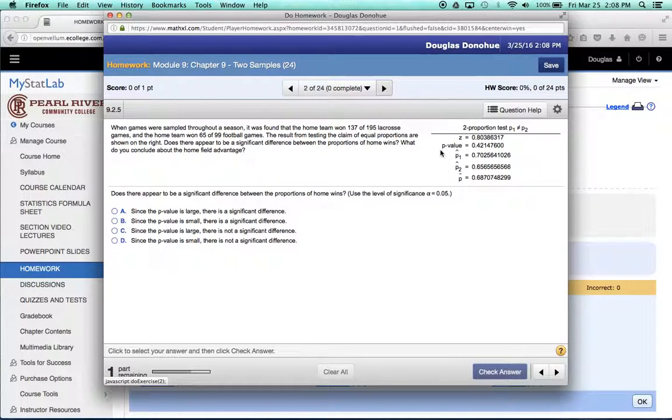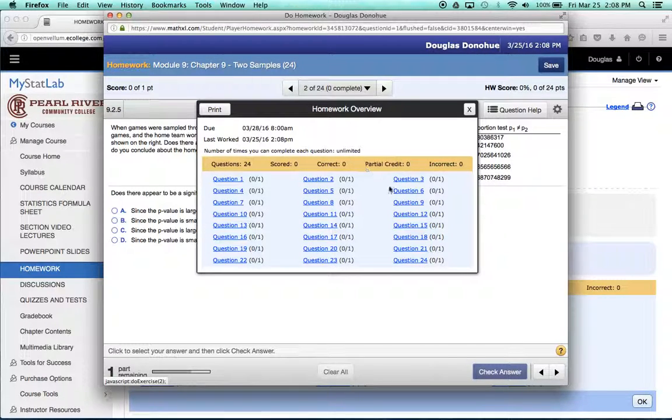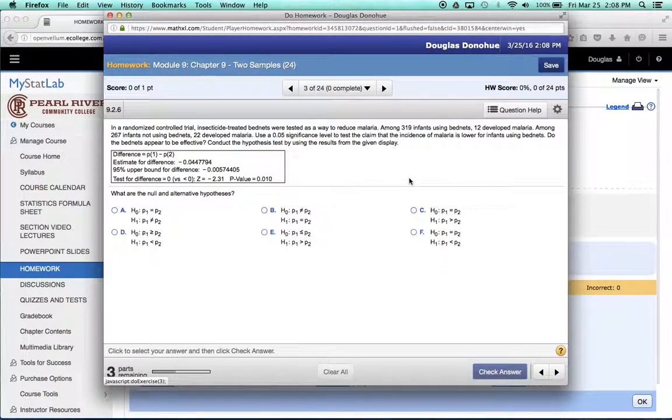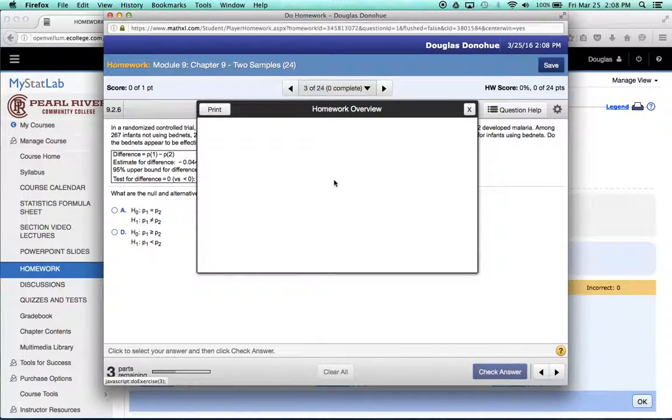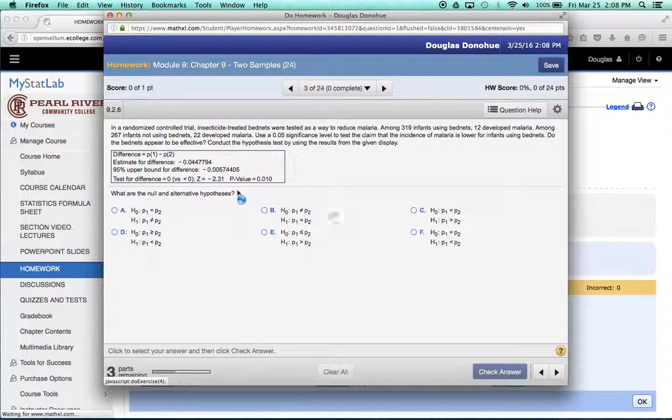Well, question 2 is asking me to complete a hypothesis test, but it's given me a z-score and a p-value, so I can go ahead and make my conclusions. So let me skip that one. Go to question 3. Question 3 also gives me a z-score and the p-value, as well as the upper bound on a 95% confidence interval. So that's not going to be what I want to do either. Let's look at question 4.